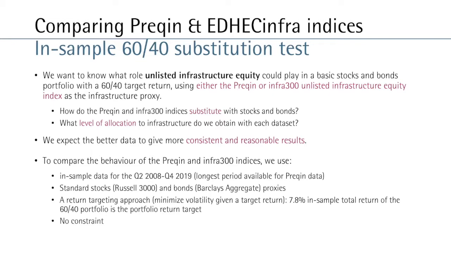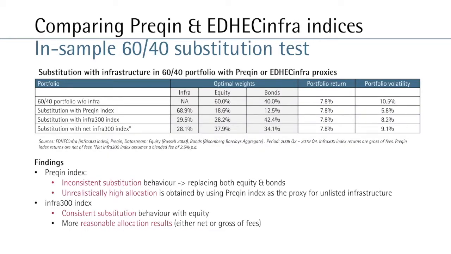So we take the in-sample target return of the 60-40 portfolio, which is 7.8% in this case. We don't have any constraint. And again, this isn't a really realistic exercise, but it lets the data speak for itself, right? We're not trying to steer the results one way or the other here. So what do we get?